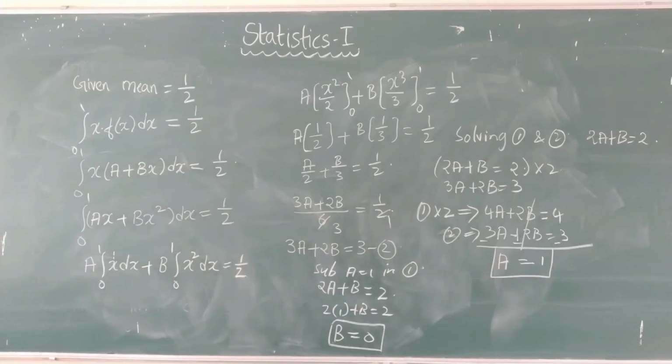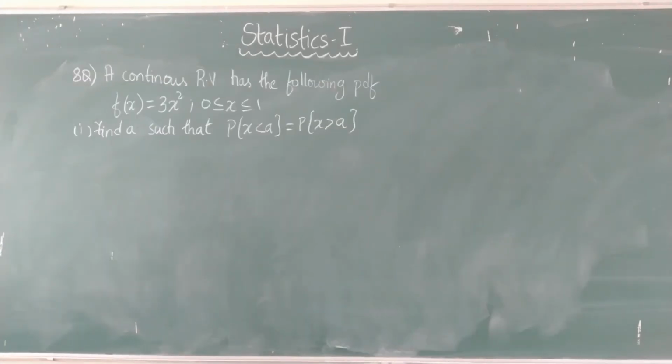Now we'll continue with the next problem. The next question: a continuous random variable has the following PDF. The PDF is f of x equals 3 times x square within the limits 0 to 1. So the first bit is to find a.